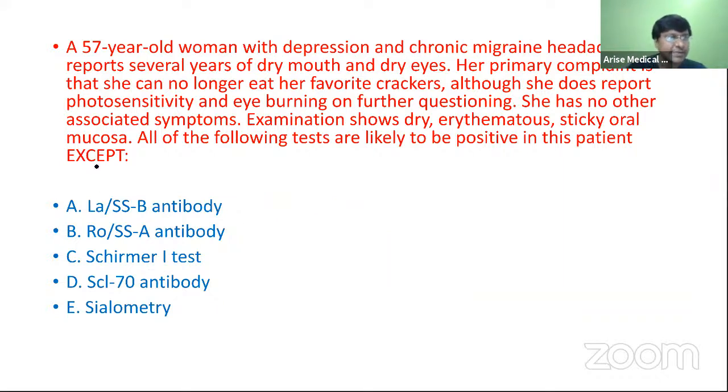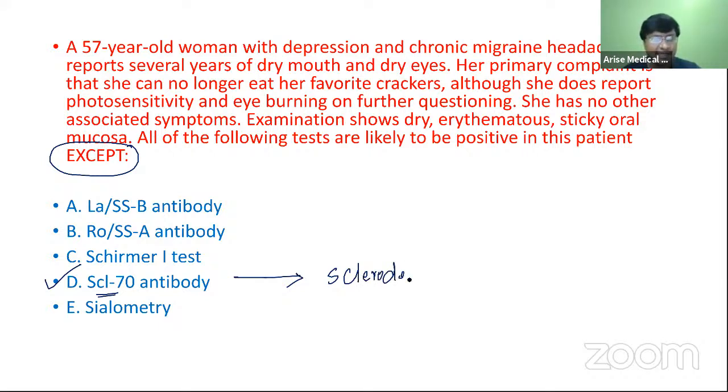Whereas, what is the question asked actually? Except, what is the answer? SCL70 antibody. So we have the answer from Harish Srinivasan, who is the only one who has answered this question. SCL70 will be positive in scleroderma, and in scleroderma you don't have this type of clinical picture at all.